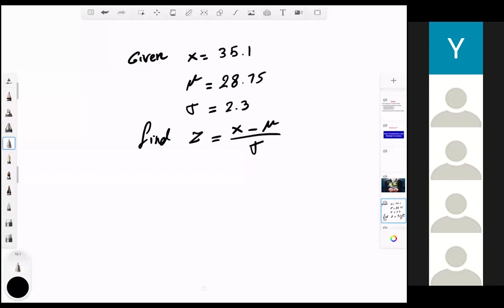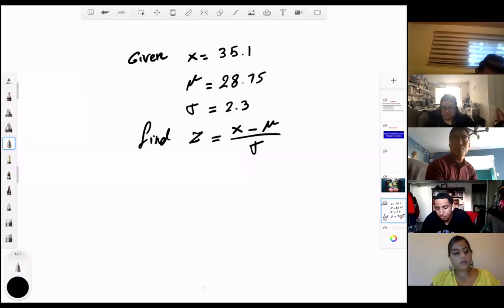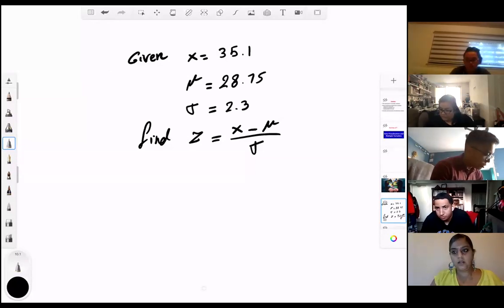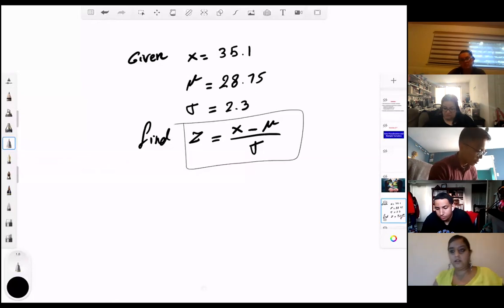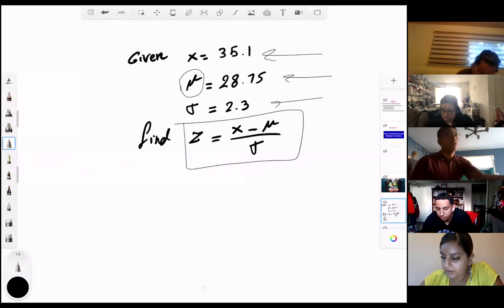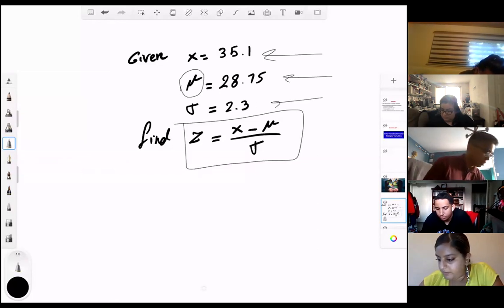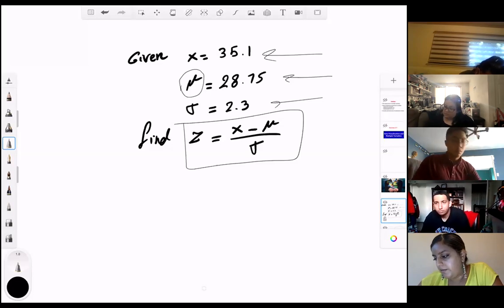So this is Math 800. That's algebra. I'm asking you guys to evaluate Z, correct? But this should make sense to you. What is mu? We said that's the mean for the population. Sigma is the standard deviation. So what is Z? And you have a fancy calculator.